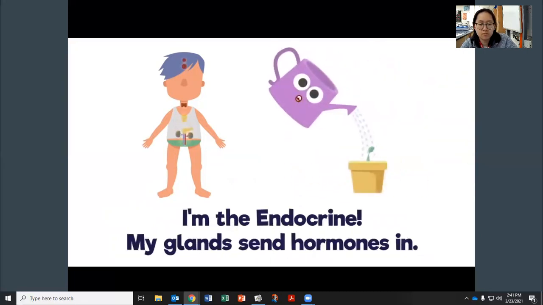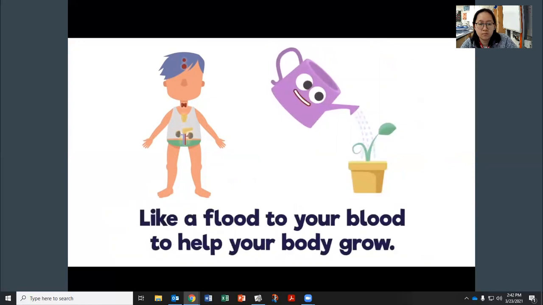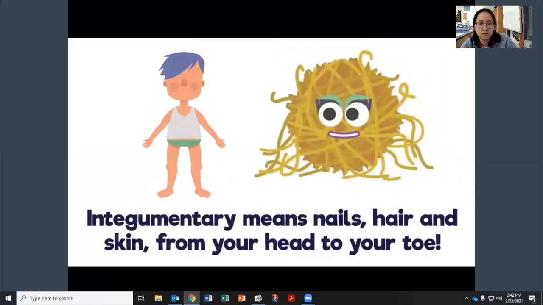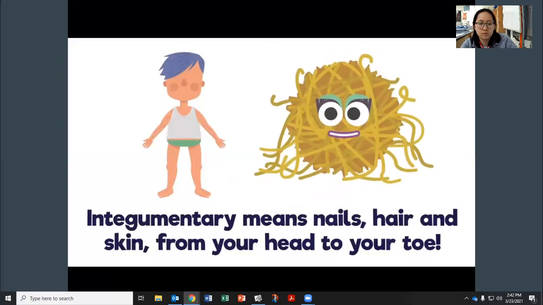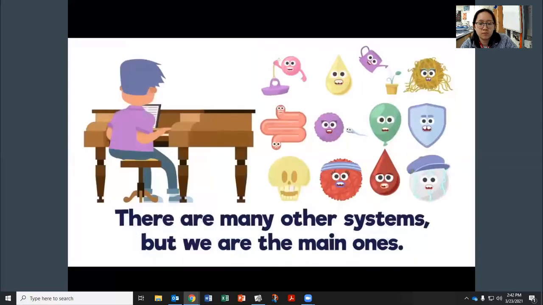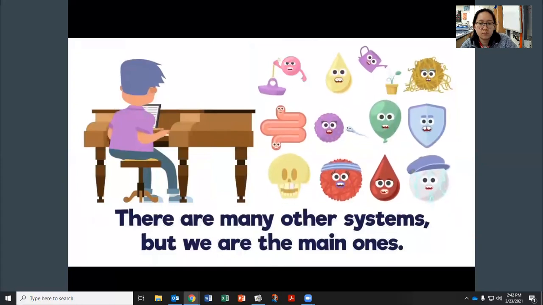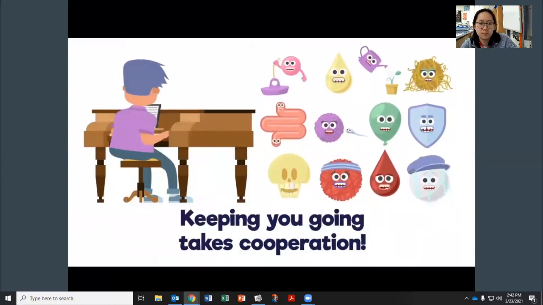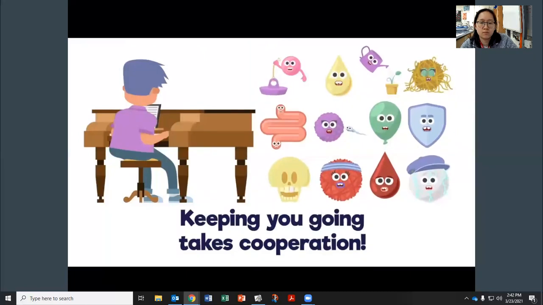I'm the endocrine. My glands and hormones flood into your blood to help your body grow. Integumentary means nails, hair, and skin from your head to your toe. There are many other systems, but we are the main ones. Keeping you going takes cooperation.